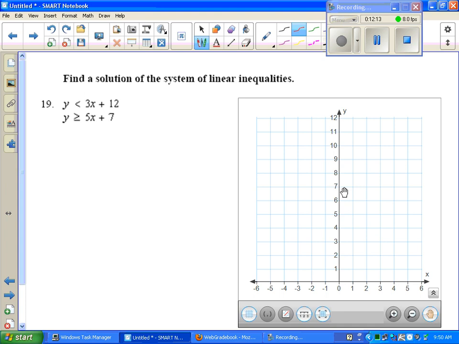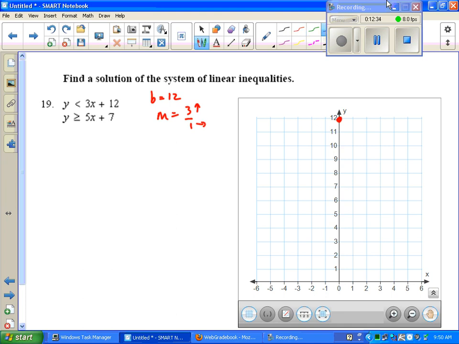Number 19 says find a solution of the system, and you have 2 inequalities to graph up there. They're both in mx plus b form. So the first one, b's value is 12, so begin at 12. Your m value of that first one is 3 over 1. Now, 3 over 1 means up 3 and to the right 1. If I do that, I'm going to run off my graph.